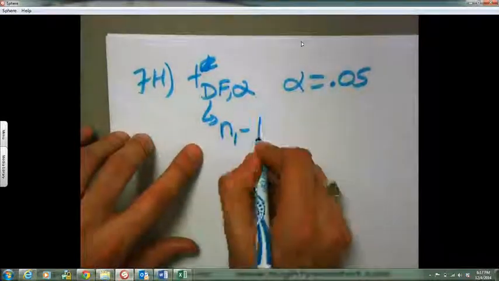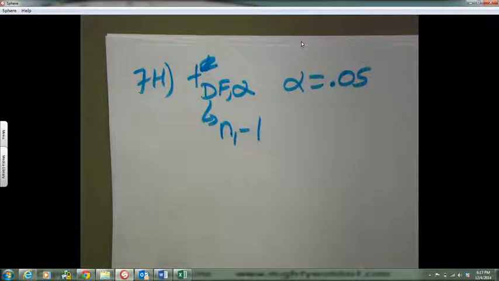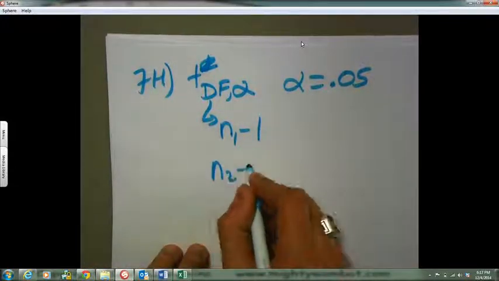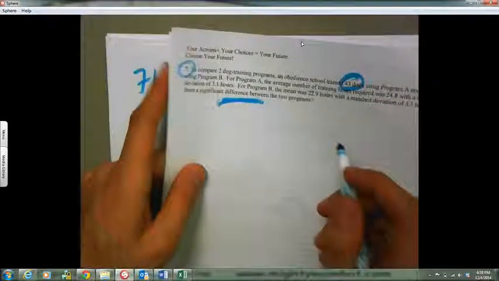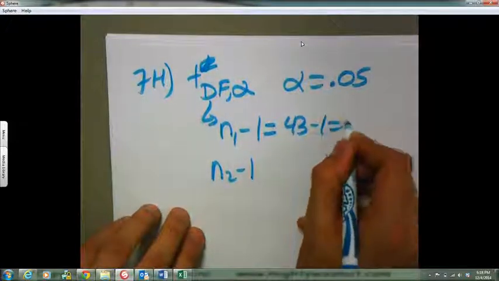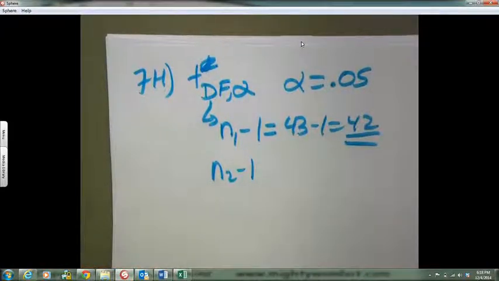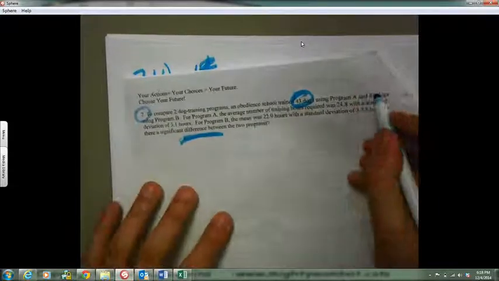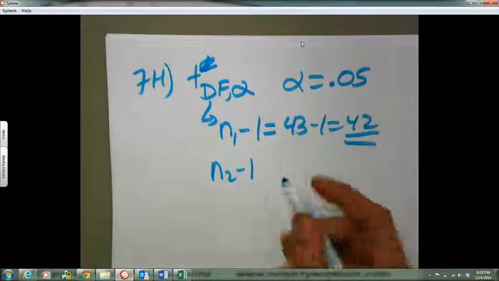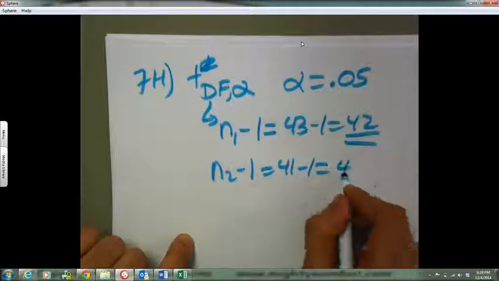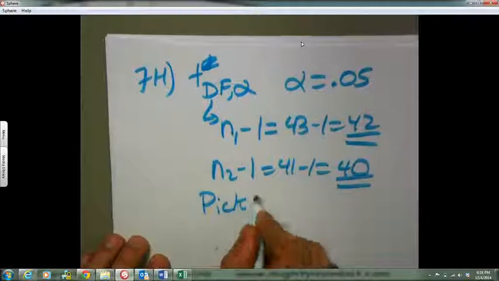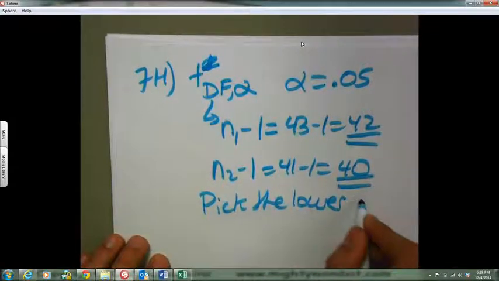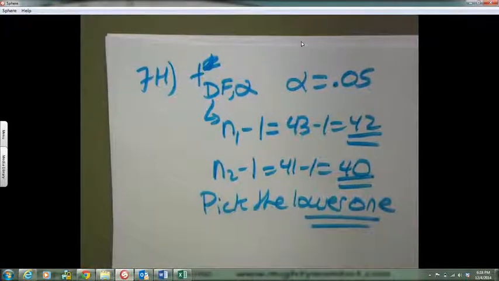Because this is a two-sample test, I have to find the degrees of freedom for both samples. So for n1, n is 43. 43 minus 1 is 42. For the second sample, n is 41. 41 minus 1 is 40. And then, here's the key, pick the lower one. So the degrees of freedom are 40.